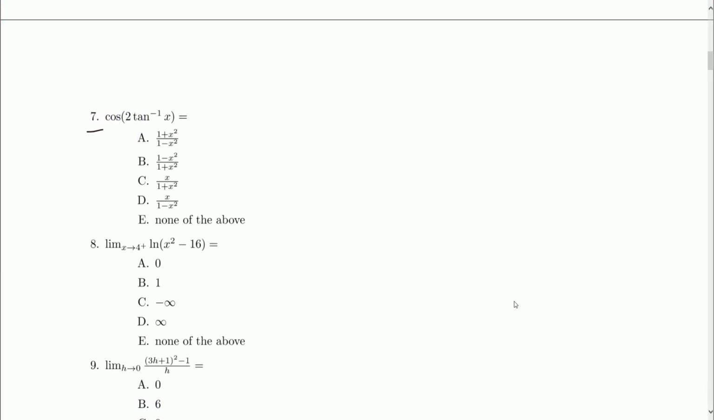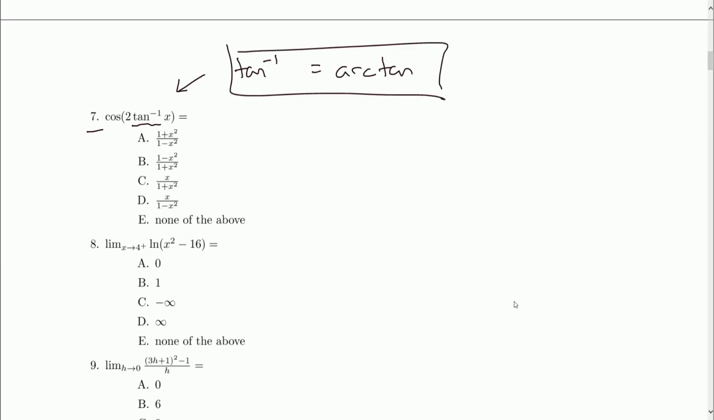We're on question number 7 of our mock midterm test question bank. And what have we got? Cos of 2 tan to the minus 1 of x. And remember, just as I mentioned last time, tan to the minus 1, we would be more familiar with it, if you've been coming to our class, as arctan. They mean the same thing. I cannot stress this enough. It's just a difference of notation.